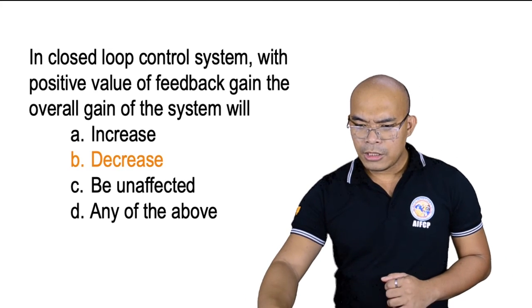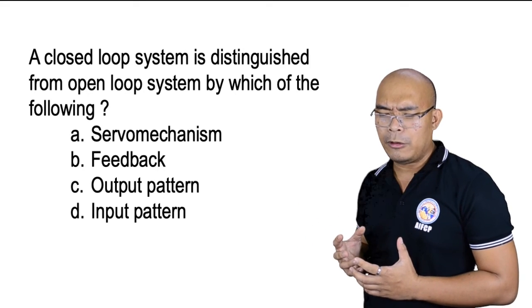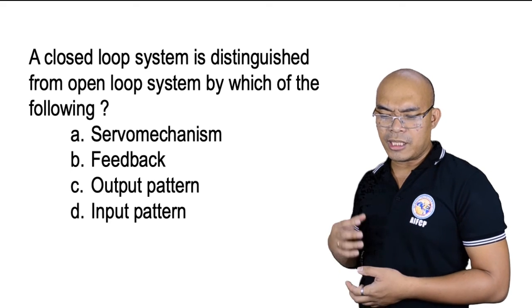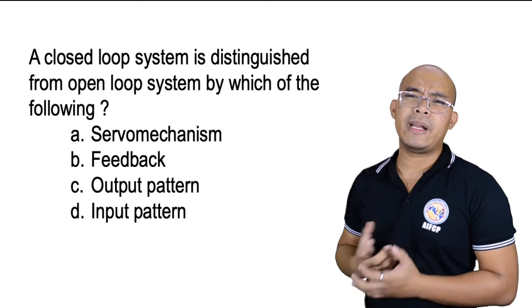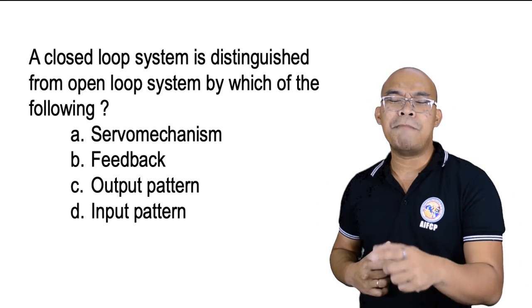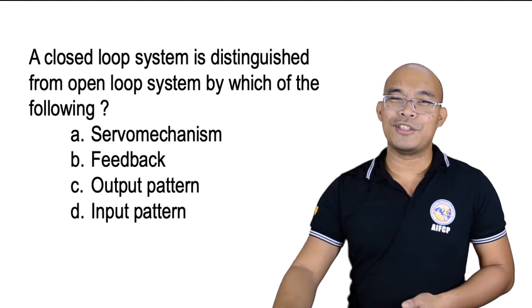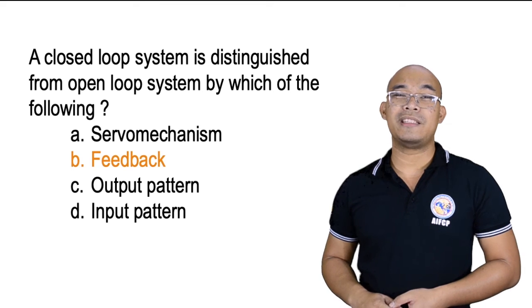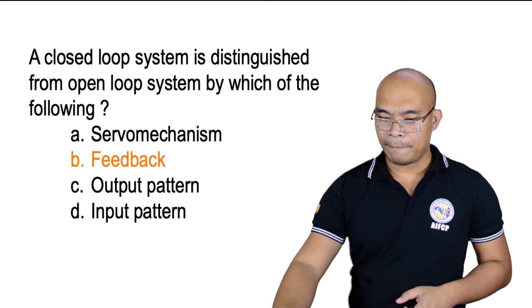Okay? So next is, a closed loop system is distinguished from open loop system by which of the following: the servo mechanism, the feedback, output pattern, at saka input pattern. So this is a very obvious question. So pag hindi mo to alam, balik ka ulit sa mga lectures. Okay? So anong answer nito? The answer is of course letter B, that is the feedback. Yung feedback from the output to your controller.